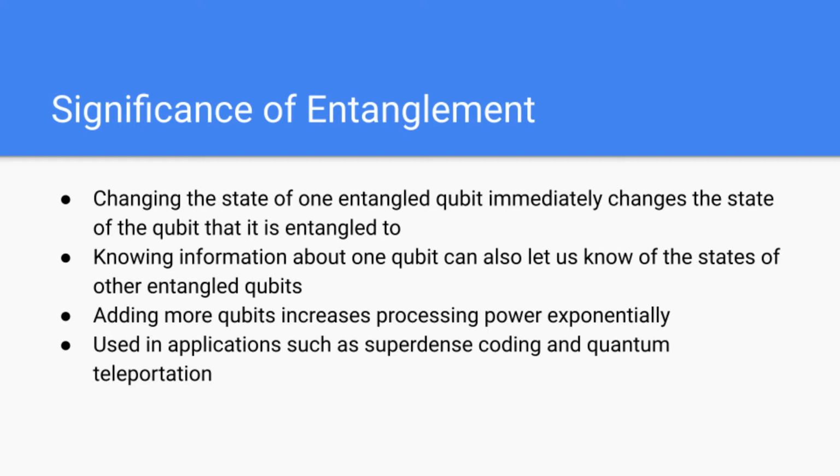Additionally, knowing information about one qubit can let us know of the states of other entangled qubits. This is what I mentioned in the entanglement overview at the beginning of the lecture. Adding more qubits also increases the processing power of quantum computers exponentially due to entanglement. This is because of these two previous reasons that I mentioned about the significance of entanglement. And finally, entanglement, as an example, is used in applications such as superdense coding and quantum teleportation, showing its usefulness in quantum computing's applications.